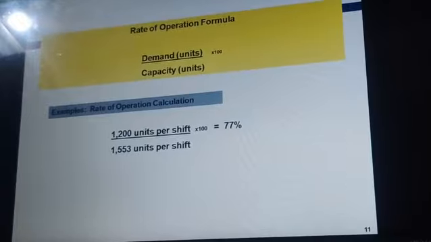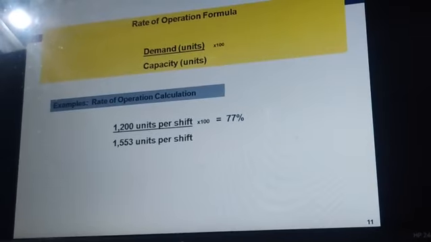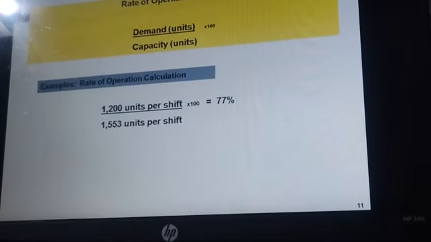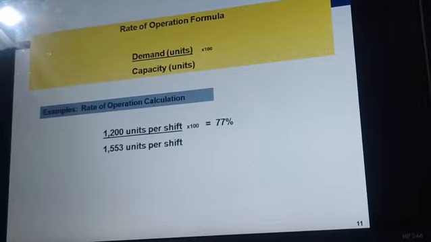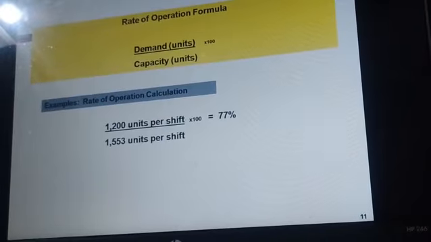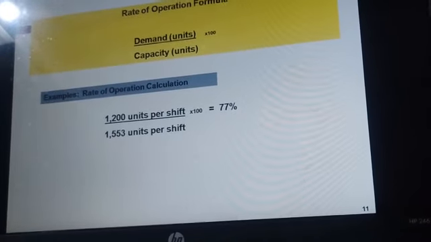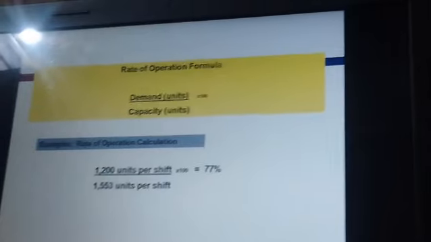Then the rate of operation. The rate of operation formula is demand divided by capacity times 100. So 1,200 units per shift is the demand, divided by 1,550 units per shift, times 100, is equal to 77%. So the rate of operation is 77%.